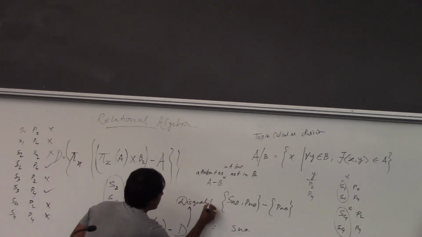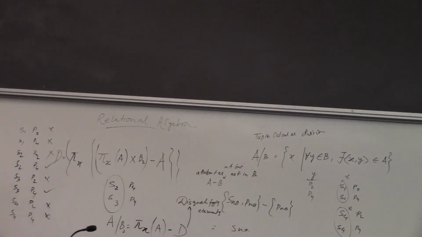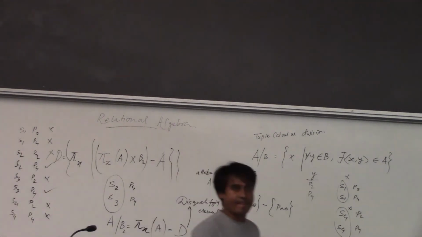Disqualifying elements. Did you see that? Anyone who could not understand this one? I can explain again, if anyone does not understand. Does this make sense?